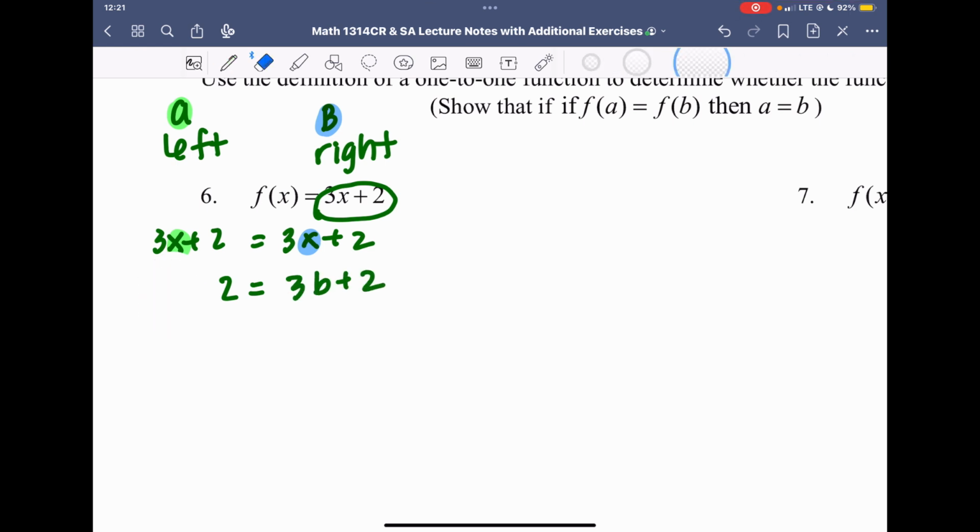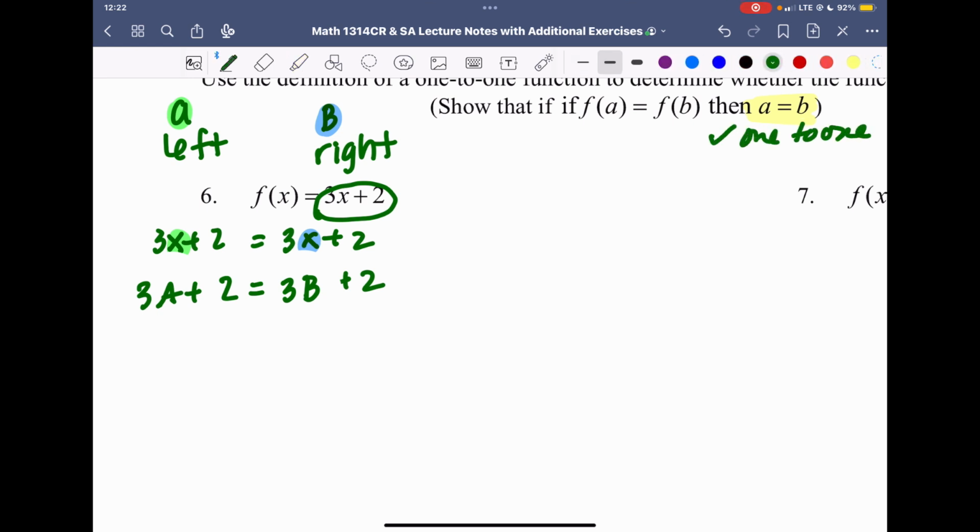I'll rewrite those letters. It's important that you decide what you want to solve for. You can solve for A, you can solve for B, but you know that it's 1-to-1 when your answer is A equals B. This means 1-to-1. When I can get A by itself on the left and B by itself on the right, it doesn't matter what side you start on. Doesn't matter what you solve for. It's always going to come down to 1A and 1B.